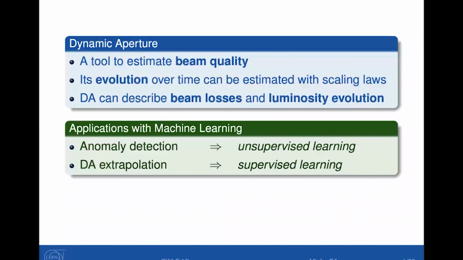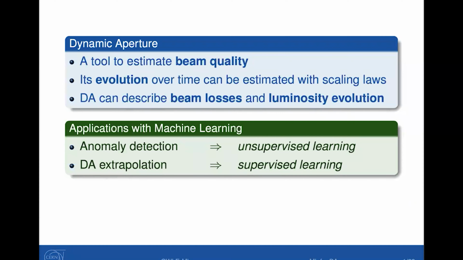Okay, so first maybe a short introduction on dynamic aperture to give an idea what we're doing. Dynamic aperture is a mathematical tool that is used to estimate the beam quality. The important points for us here are that its evolution over time can be estimated with scaling laws. We have analytical laws to evolve dynamic aperture over time, which is important for our estimates because we are limited by CPU time. It is used to estimate beam quality, but what it can be describing is the beam losses and luminosity evolution.